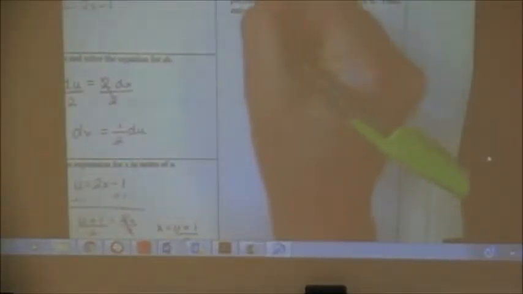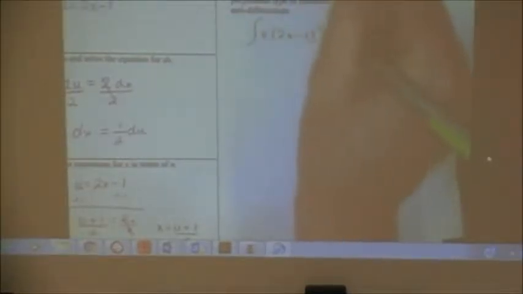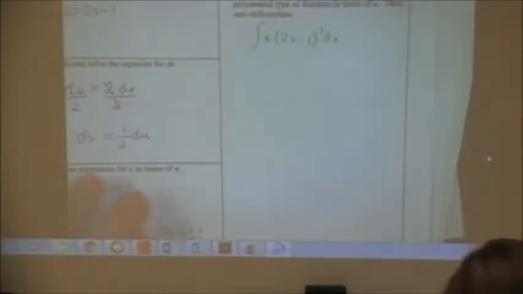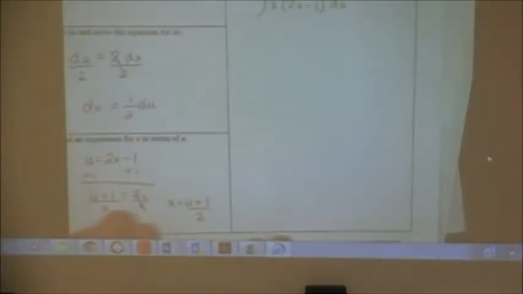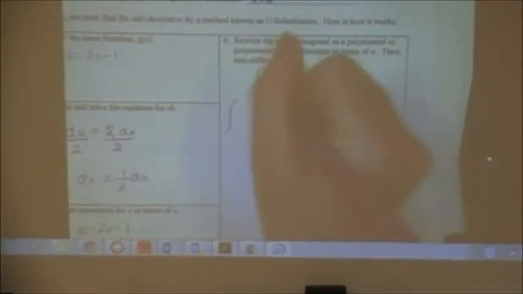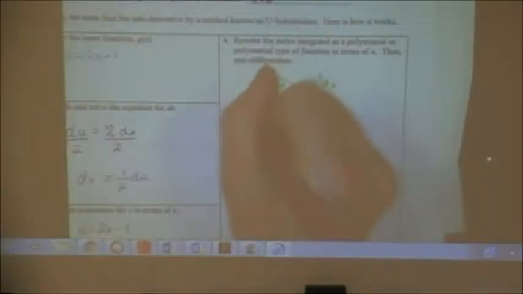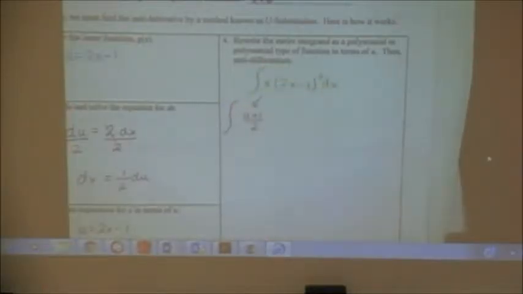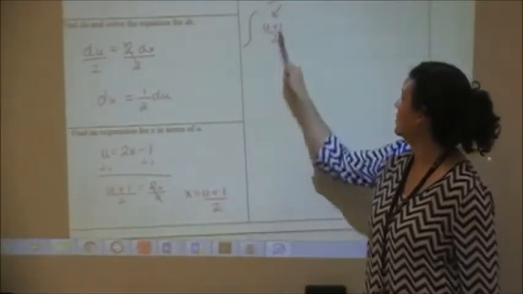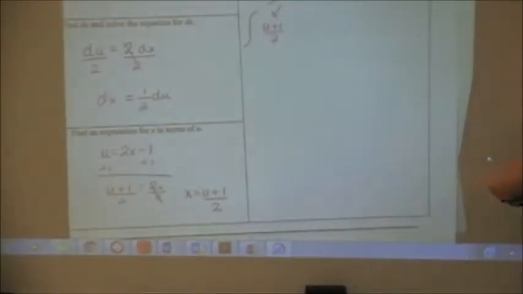So here was the original. I'm going to rewrite it real fast. Now we're going to change everything and put it in terms of u. Well, I just solved for x down here. And x equals u plus 1 over 2. So that means this x has to be changed. I'll write the integrals down here. This x has to be changed to u plus 1 over 2. Because right down here, that's what x equals, u plus 1 over 2. So I just changed that piece. Yes? Everybody good?